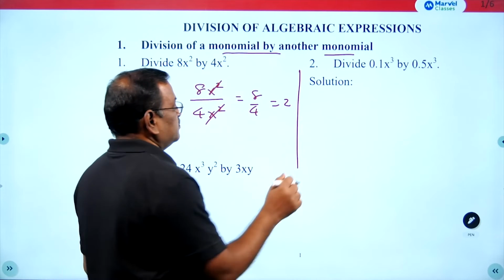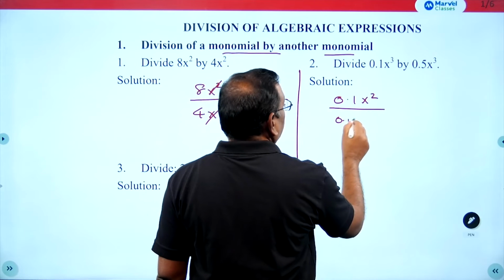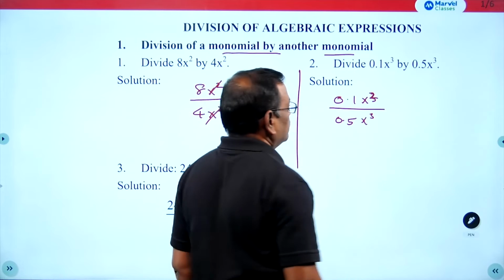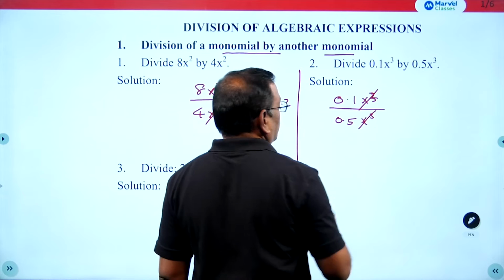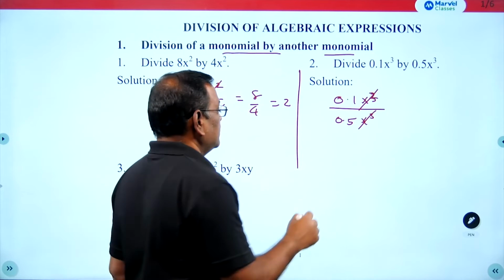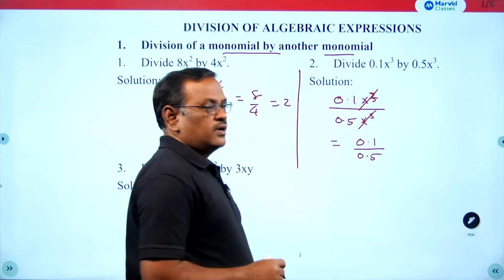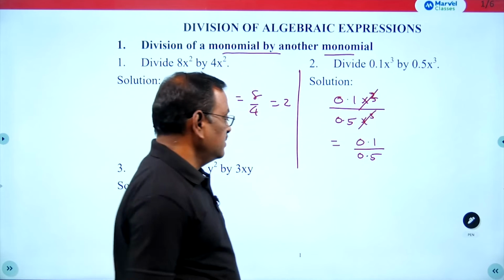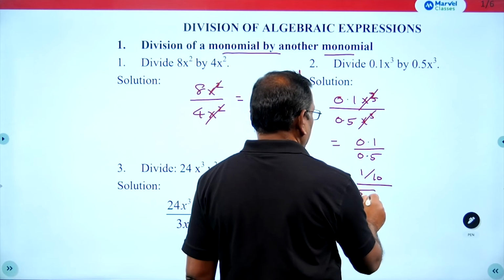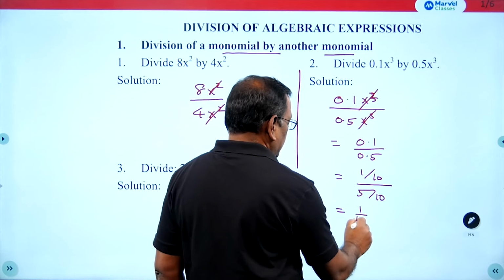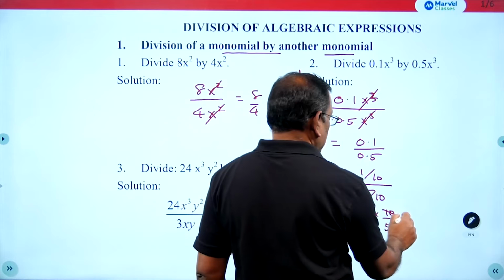So the second question is 0.1 x cube by 0.5 x cube. First cancel the variables. If you cancel this variable, x cube, both the numerator x cube and the denominator x cube get cancelled. The remaining value is 0.1 by 0.5. If you are not comfortable with decimals, convert into fractions. Okay, 0.1 is 1 by 10 and 0.5 is 5 by 10. So rewrite this as 1 by 10 and this as 10 by 5, correct. So these 2 values get cancelled.